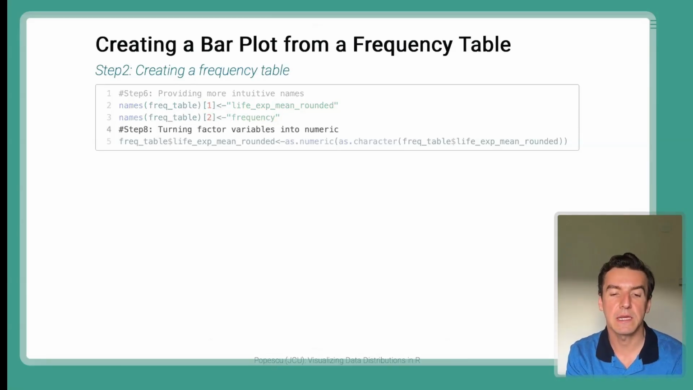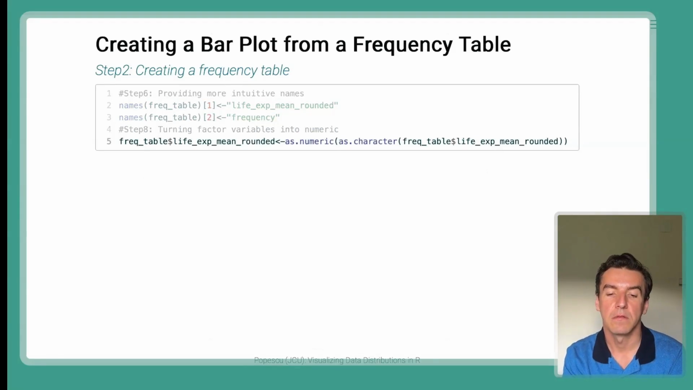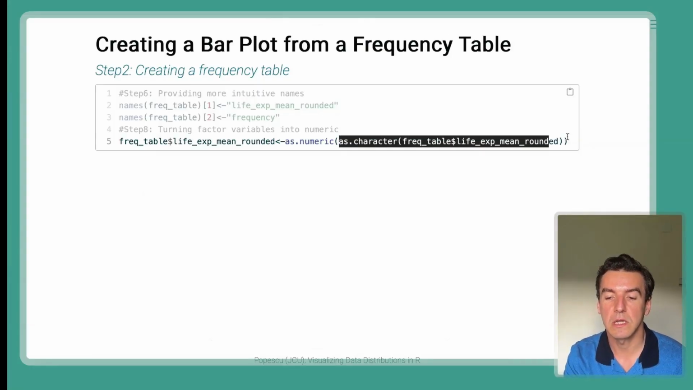And then just in case this might be a numeric variable, a string variable, or maybe even a factor variable, we want to make sure that we are dealing with a numeric variable, because this is going to allow us to plot this into a graph. So this is the point of this part here. So we have the data frame, frequency table. We have this rounded value that we calculated earlier. Remember, the dollar sign is a way to access a variable within a data frame. We first turn this into a string variable, and then we turn it into a numeric variable.